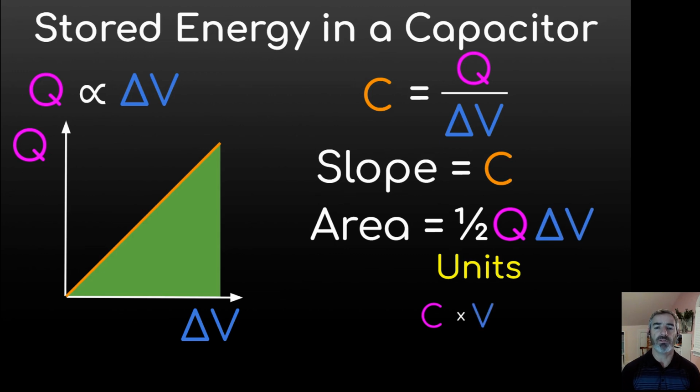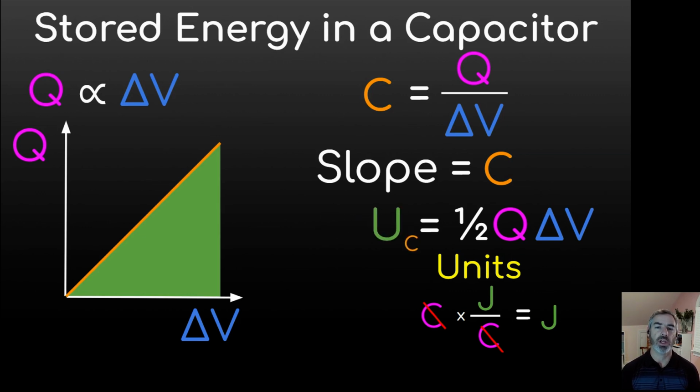But we also know that a volt is a joule per coulomb. So canceling out coulombs, that leaves us with a unit of joules. And joules is a unit of energy, which is the potential energy that is stored in the capacitor. So to calculate the energy in the capacitor, we just need to know the charge on the positive plate and the potential difference measured across those plates to find the potential energy stored.